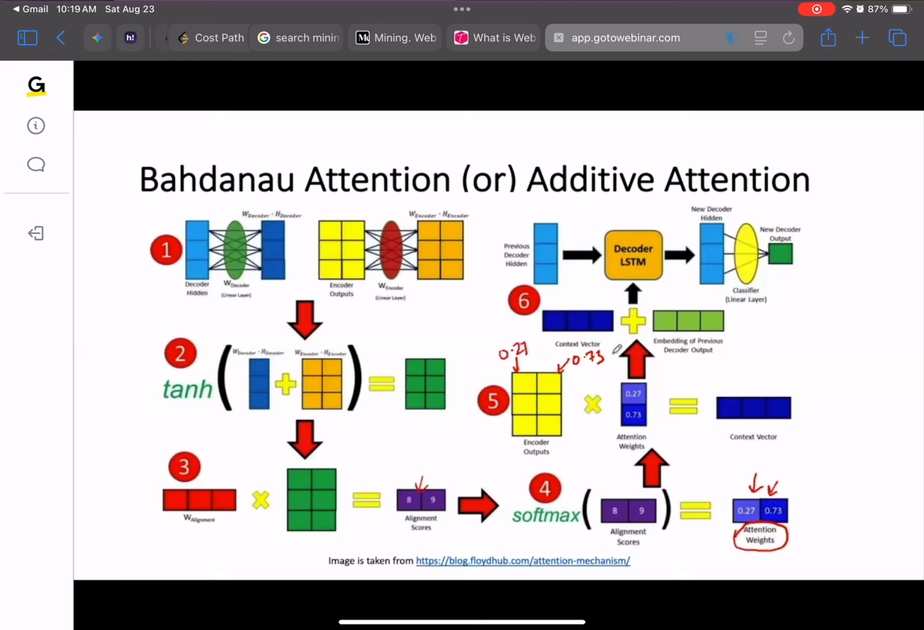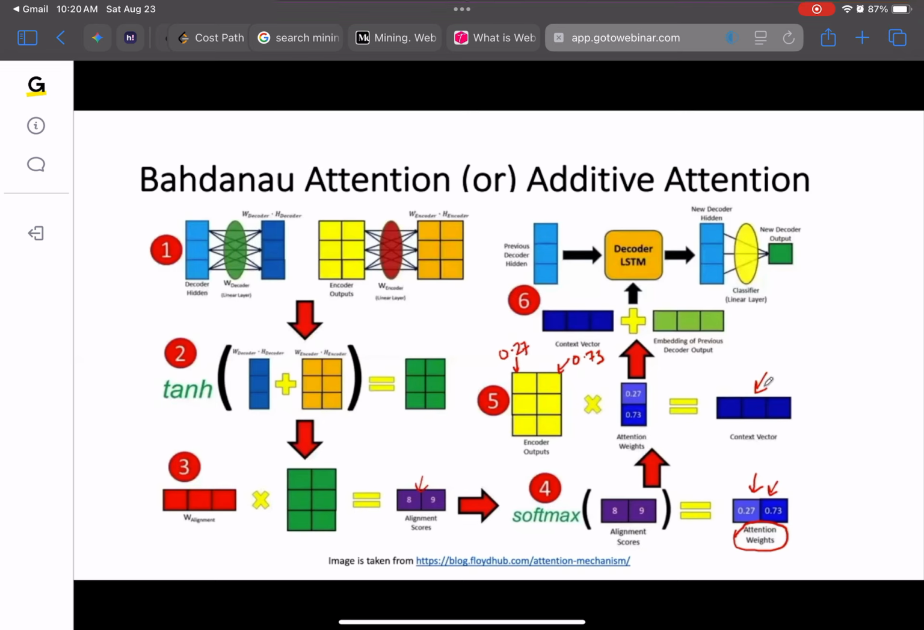So we multiply them, and after multiplication we add them up. That is another operation. It's like a mixture of all the encoder outputs that we are trying to find. Once we multiply with the attention scores, we add them up to generate this context vector. So the context vector is basically a linear combination of all our encoder outputs.